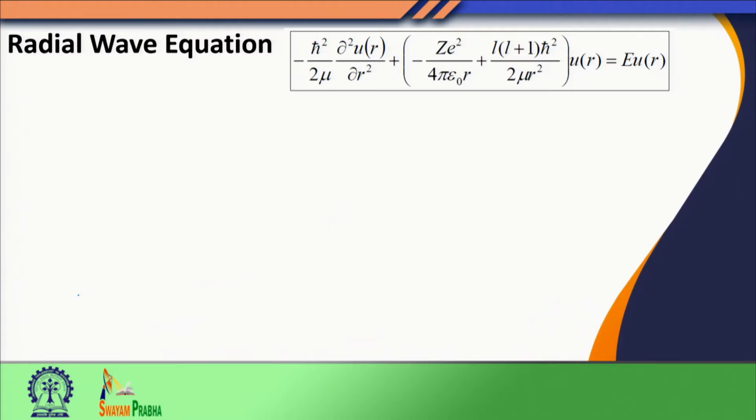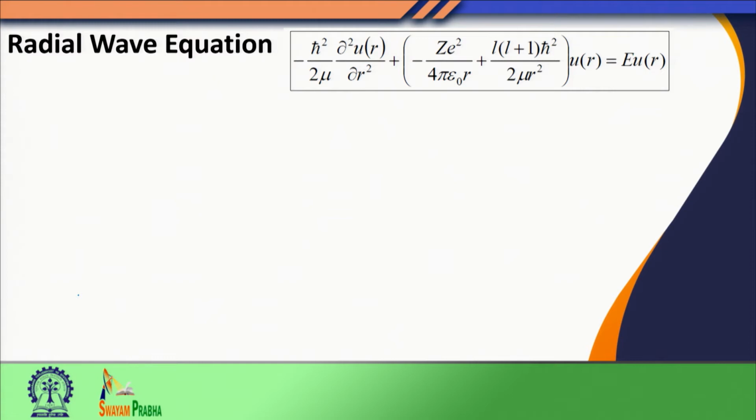Hello students, welcome to today's lecture. In the last lecture, we started discussing the quantum mechanical solution of the hydrogen atom problem. We defined the hydrogen atom's Hamiltonian in terms of the kinetic energy and the potential energy. The Hamiltonian for the hydrogen atom had a kinetic energy contribution from the nucleus and then a kinetic energy contribution from the electron.